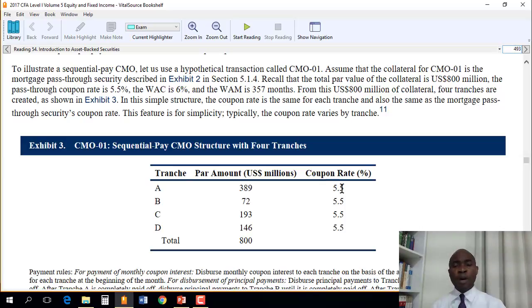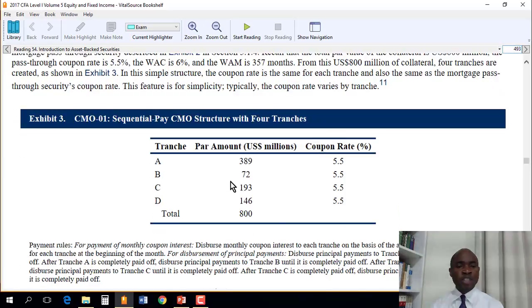It should be below the, but for simplicity's sake, the curriculum is assuming the coupon rate is the same thing as the pass-through rate you are getting from the collateral. And ideally, this rate is not supposed to be the same, depending on the risk of the different tranches. So you have 4 tranches here, tranches A, B, C, and D. These are the face value, totaling 800 million. Now, let's look at the waterfall.